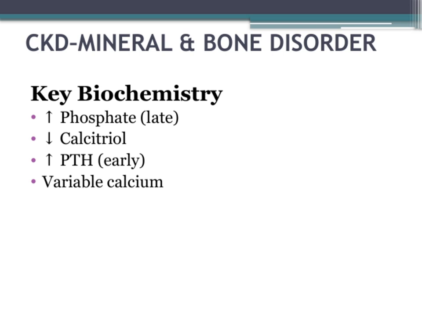Overall, these biochemical changes, rising phosphate, falling calcitriol, increased PTH, and variable calcium, are interconnected and form the core of CKD mineral and bone disorder. Recognizing these patterns helps us understand the complex disturbances in mineral metabolism that impact bone health and cardiovascular risk in these patients.